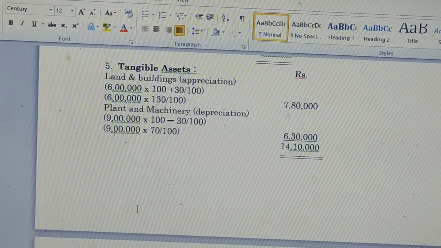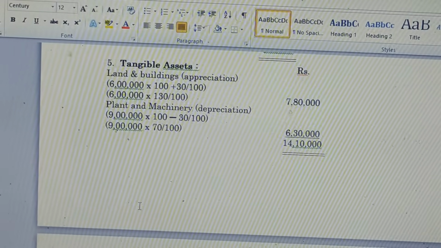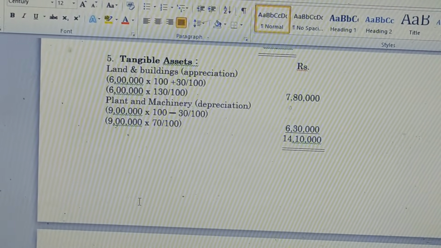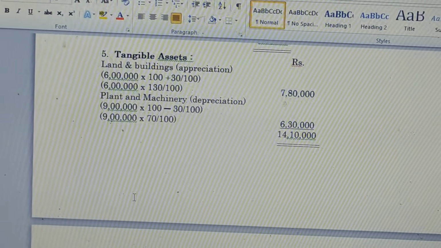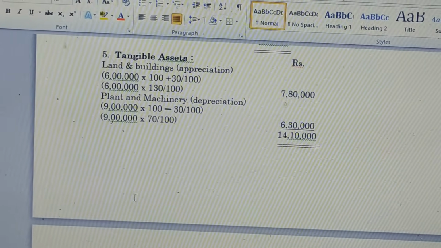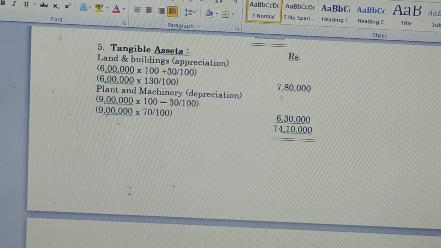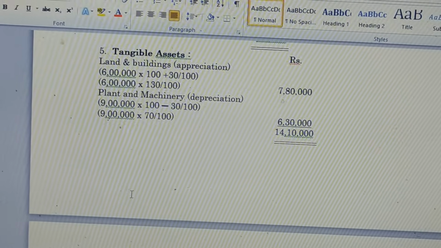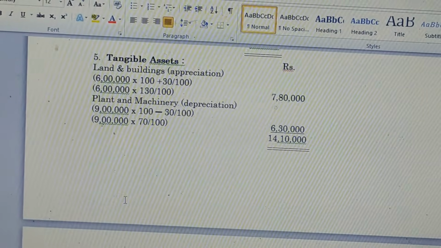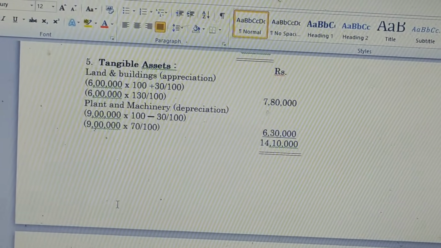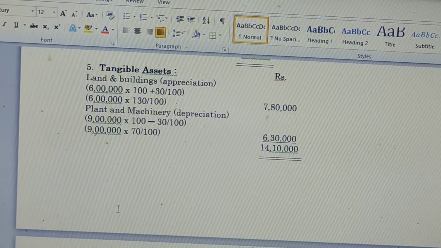So the original value of land and building is 6 lakhs. Multiply with 100 plus 30 divided by 100. It means 6 lakhs multiplied with 130 divided by 100. We get 7 lakhs 80,000. It means we are going to add 30% extra to the existing value of land and buildings.